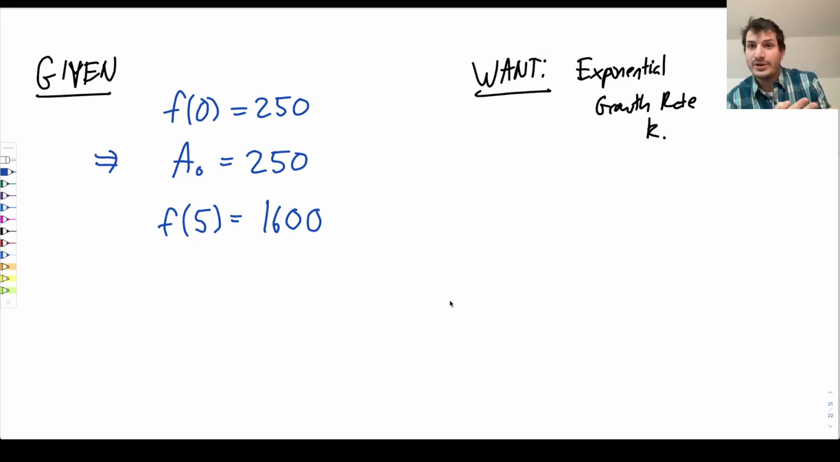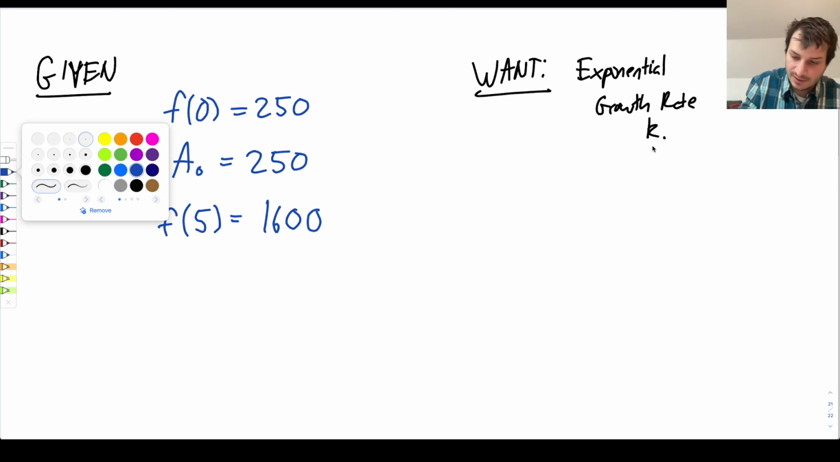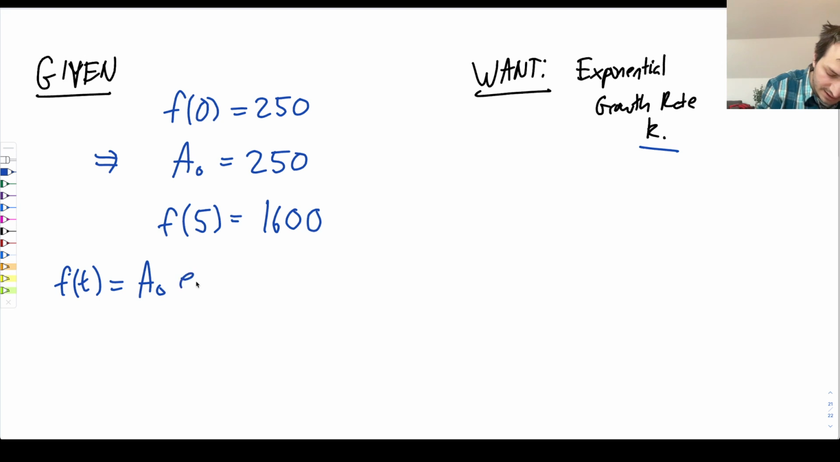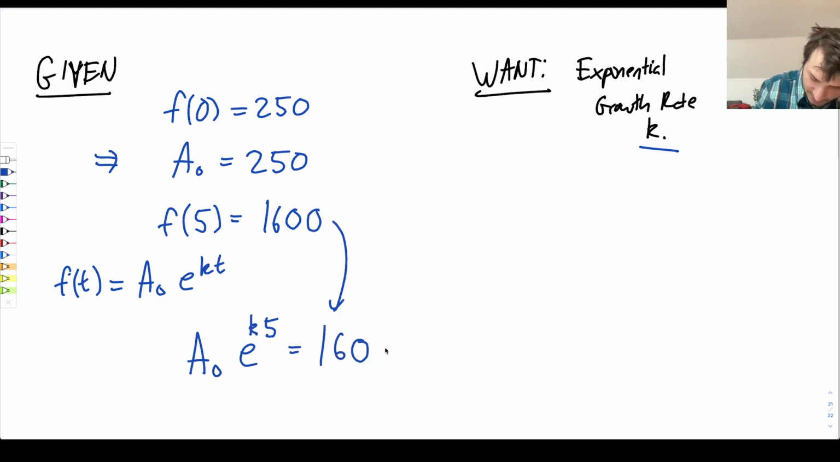So just like quadratic equations or linear equations, you're given a few pieces of information, and you have to take the information that you're given and translate it into what you want. In this case, we want to solve for k. And where is k appearing? Anytime you have an equation, f of 5 equals 1,600, f of 5 is going to involve k, because remember, the general formula is f of t is a0 e to the kt. So this equation actually says a0 times e to the k times 5 equals 1,600, right? So when t equals 5, you get 1,600.